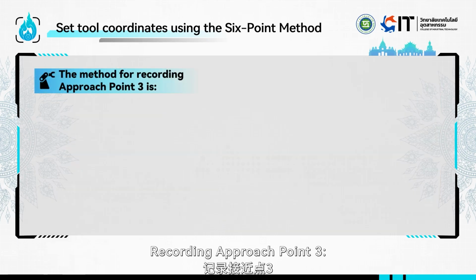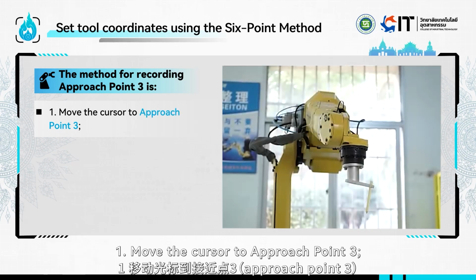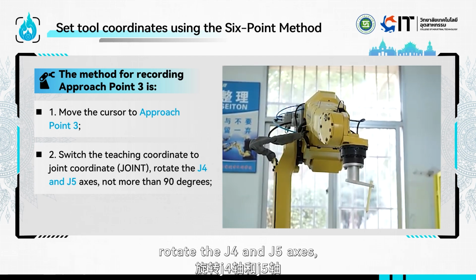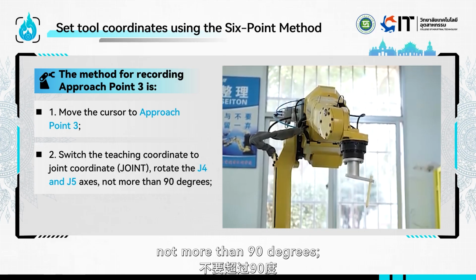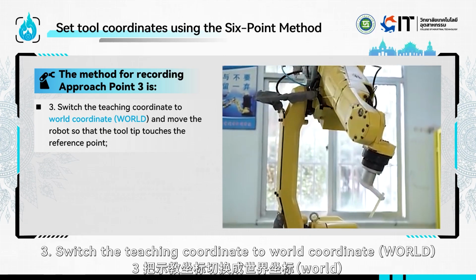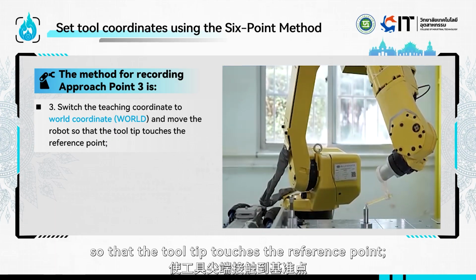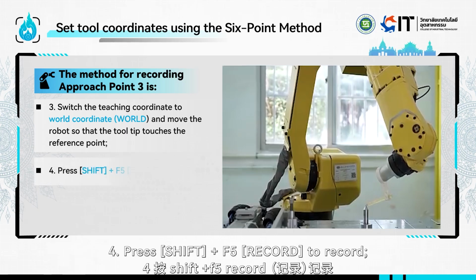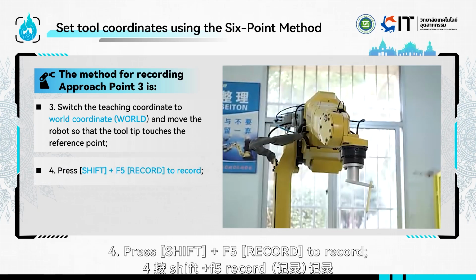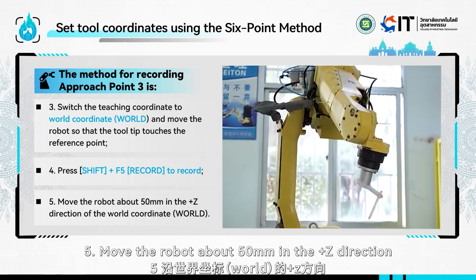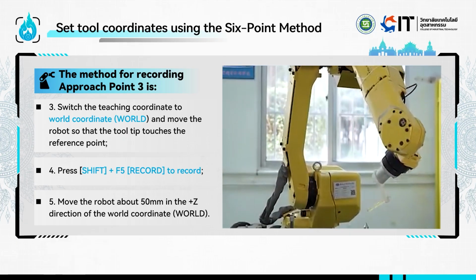Recording approach point 3. 1. Move the cursor to approach point 3. 2. Switch the teaching coordinate to joint coordinate, joint, rotate the J4 and J5 axes, not more than 90 degrees. 3. Switch the teaching coordinate to world coordinate, world, and move the robot so that the tool tip touches the reference point. 4. Press Shift plus F5, Record, to record. 5. Move the robot about 50 mm in the plus Z direction of the world coordinate, world.